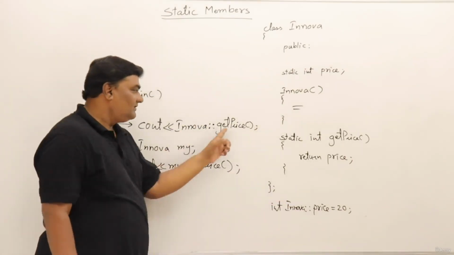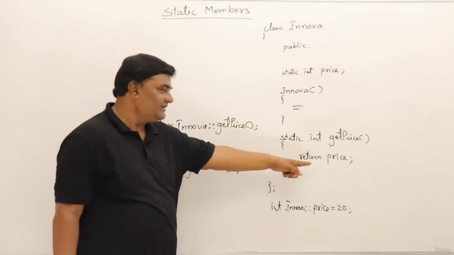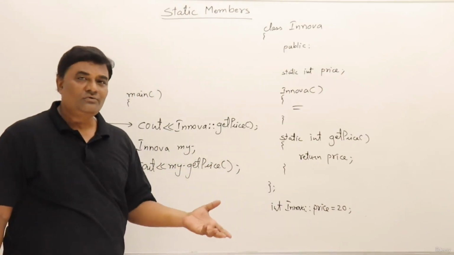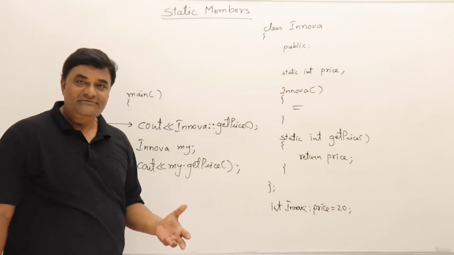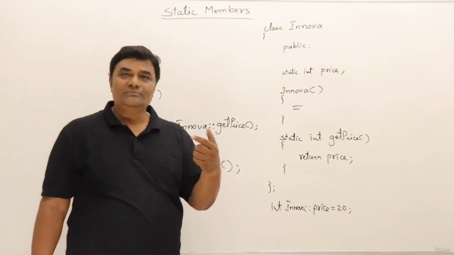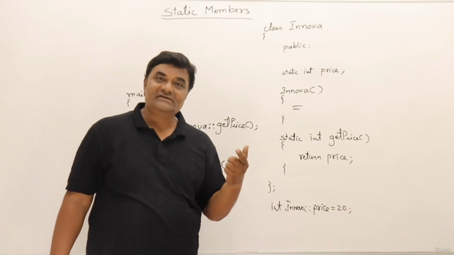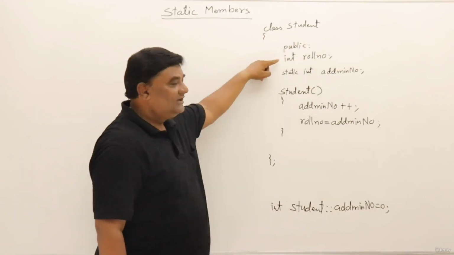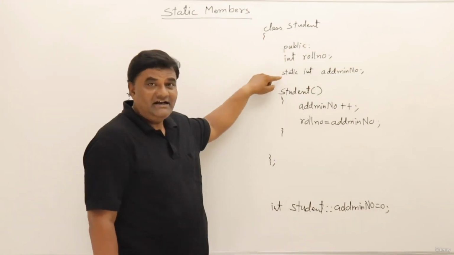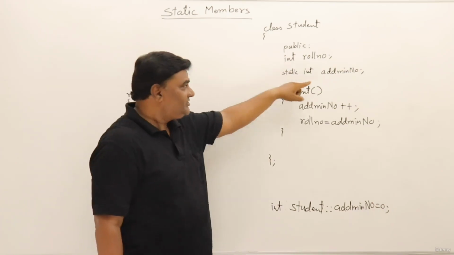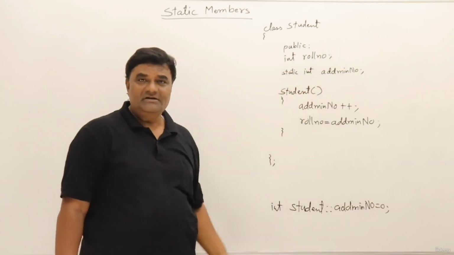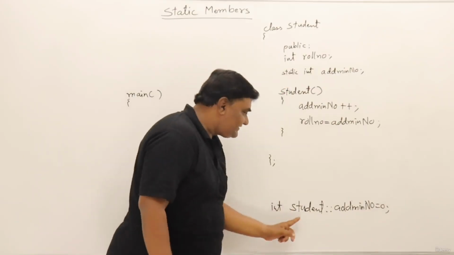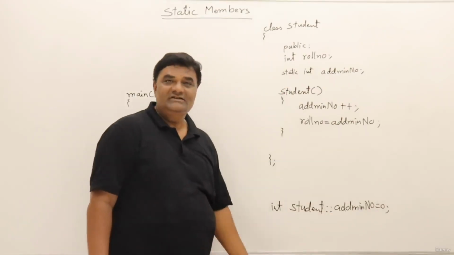So I am able to call that static function and get the price without creating an object. So it's logically true. You don't have to buy something for knowing its price. I'll give you one more example where you can make use of static members. Here I have a class called student. It has a roll number, and I also have a static member, that is admission number. In short I have written it like that. It is static, so it is declared outside and it is initially 0.